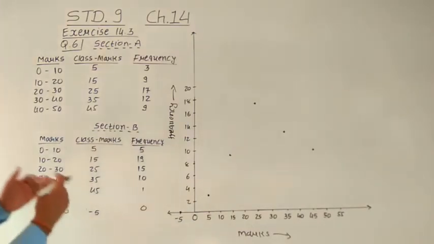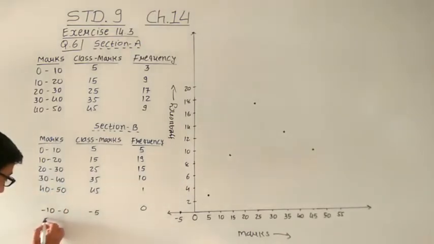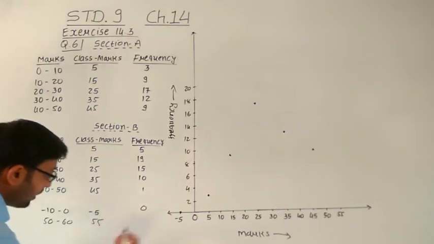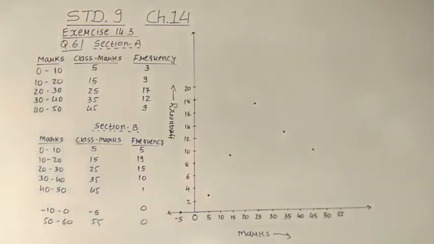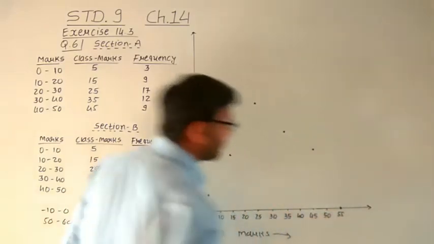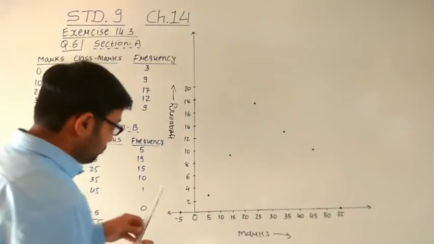Right? In the same way, one more class we have to add after this class, that is from 50 to 60. Its class mark will be 55 and its frequency again will be 0. So 55 is here and this point itself will be the last point. Now we can close our frequency polygon. So let us join all these points.